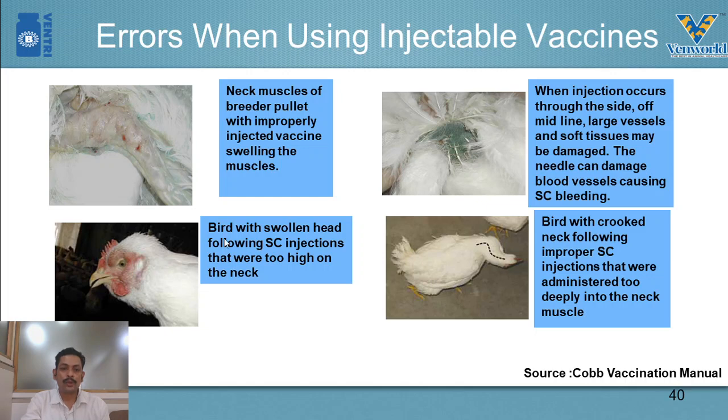See here, you can see birds with a swollen head after subcutaneous vaccination, as the injection was too high on the neck. So that is one of the errors we found. Here is subcutaneous bleeding due to damage to the blood vessels from improper handling. And here is a crooked neck following a subcutaneous injection that was administered too deeply into the neck. So these are some different errors we found during injectable vaccinations.